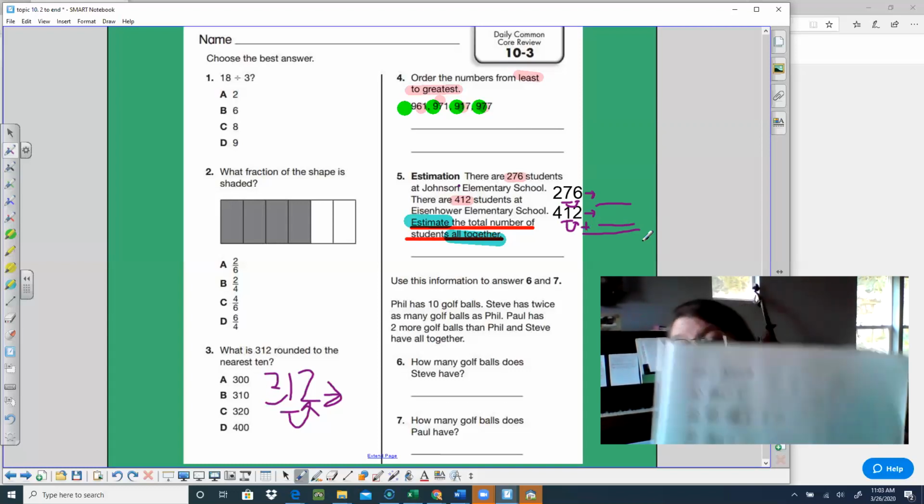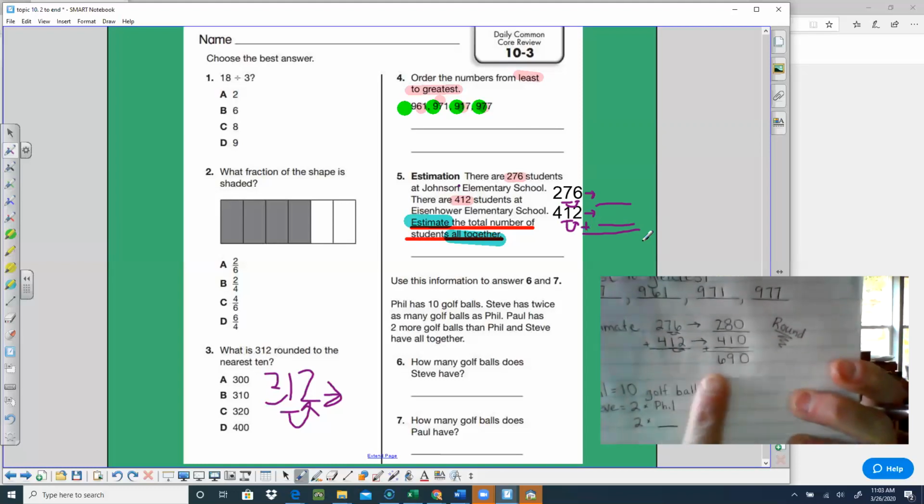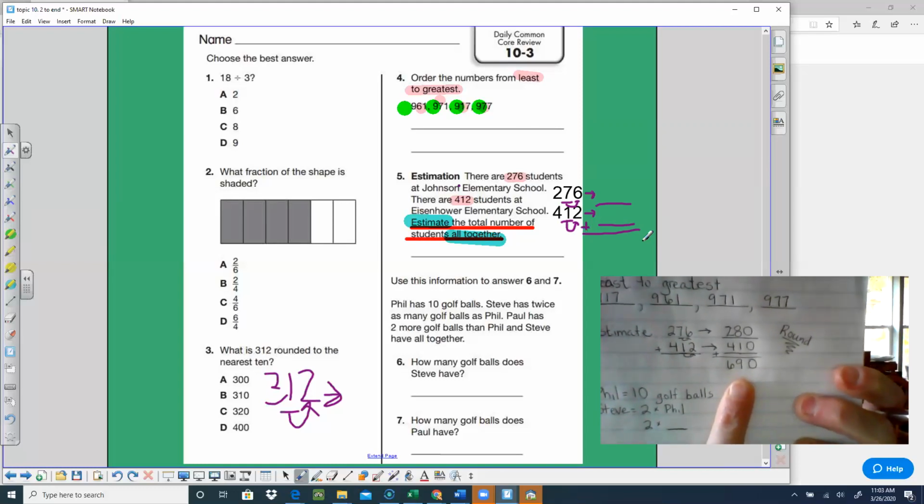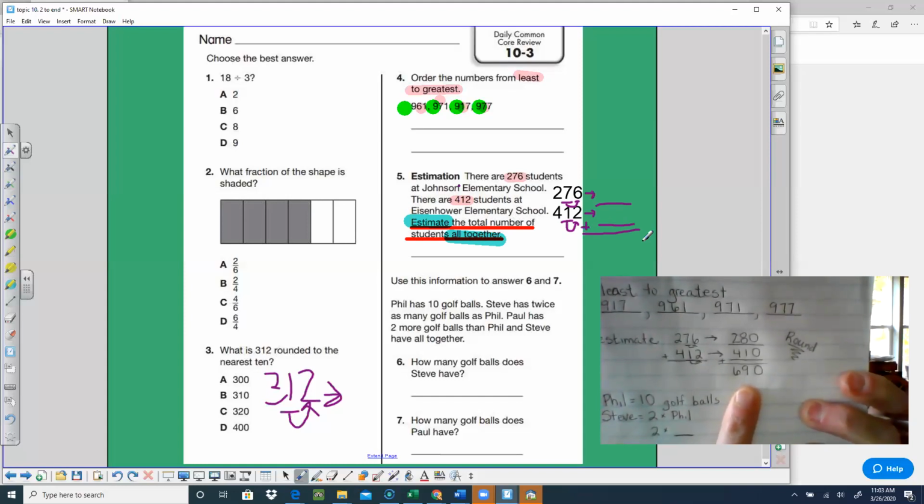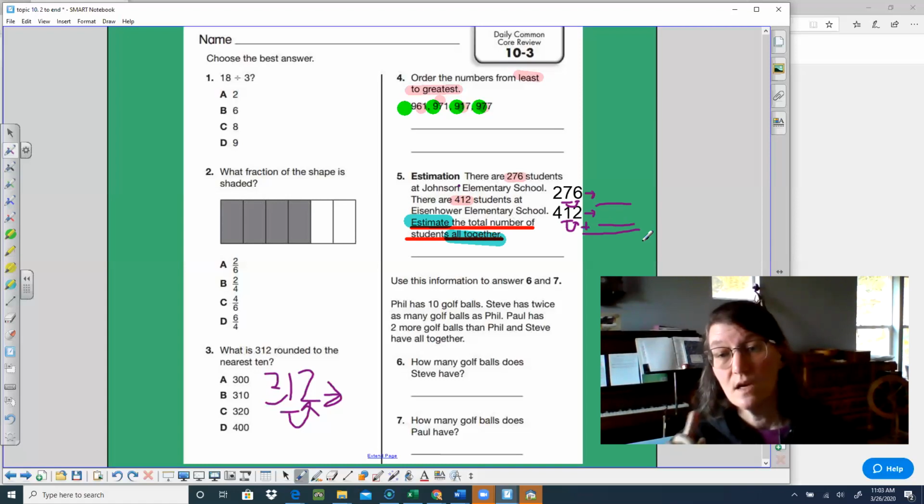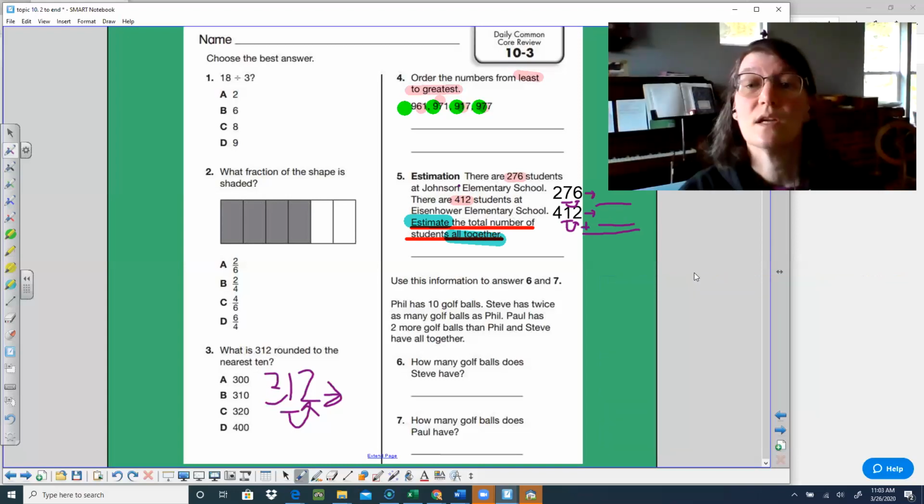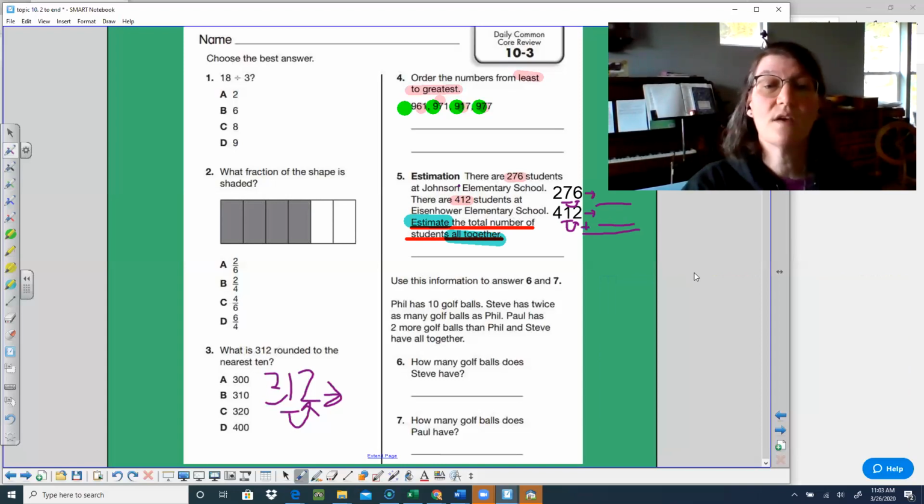Okay, ladies and gentlemen, hopefully your rounding looks like my rounding. I ended up with a total of 690. Okay, number 6 and 7 are kind of tricky, so I hope you pay very close attention to this one. And I'm going to need room to work on that. So use this information to answer 6 and 7.